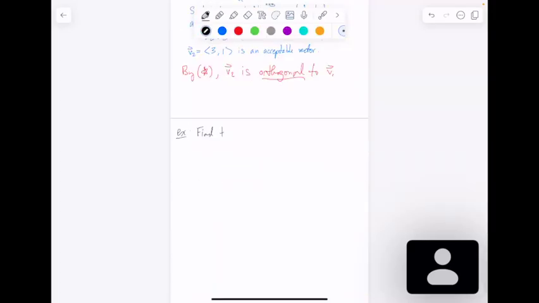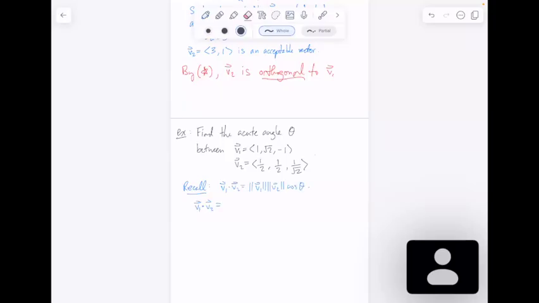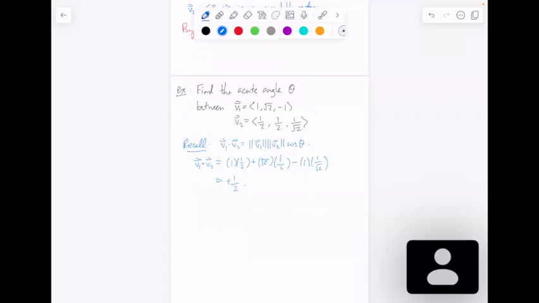Let's say, find the acute angle theta between the vectors v1 equals (1, root 2, minus 1), and v2 equals (1/2, 1, 1 over root 2). As you work through this, let me recall, because I can't scroll up anymore, v1 dot v2 satisfies the following. Maybe I'll write this out. So this is 1 times 1/2 plus root 2 times 1 plus minus 1 times 1 over root 2, which is equal to 1/2.